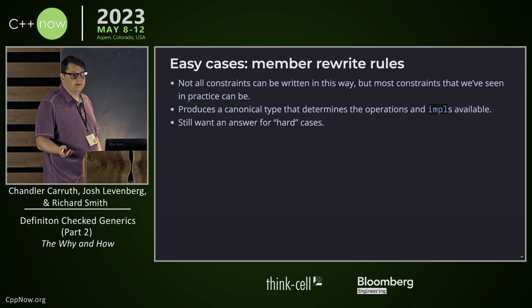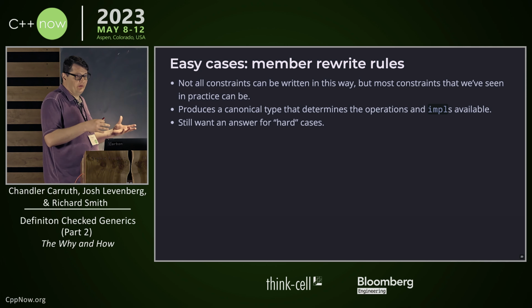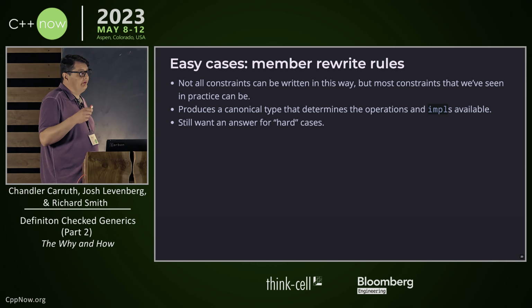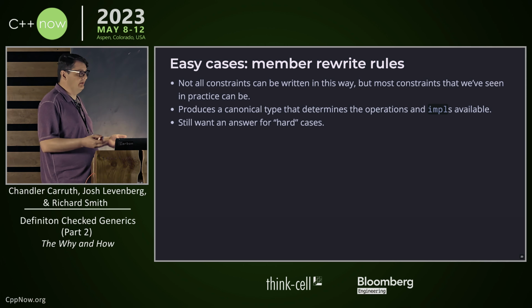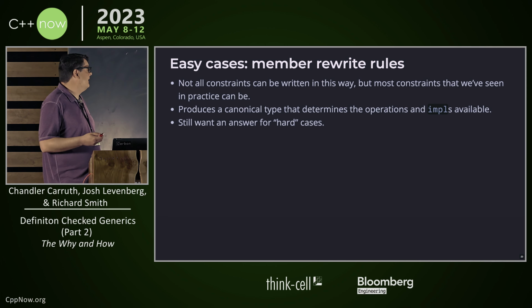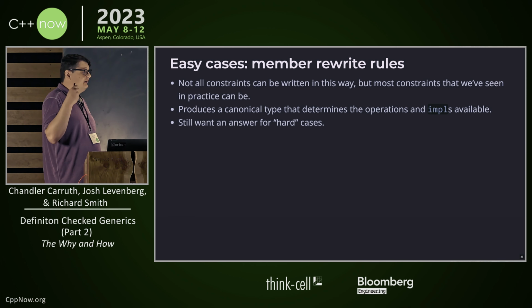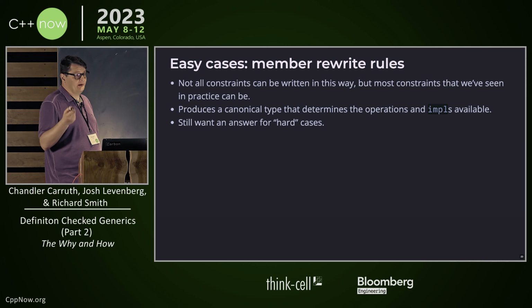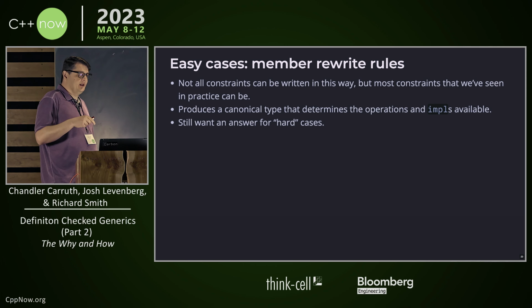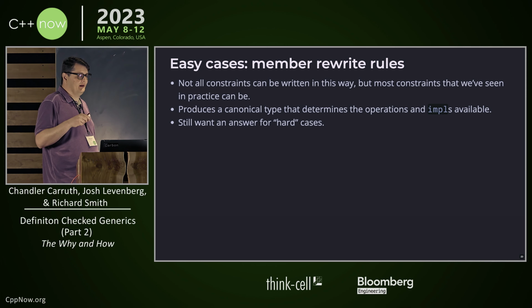So not all constraints can be written in this way. There are some restrictions on what you can write, and that's necessary for this to be a decidable rule. But what we've found is that most constraints that we've seen in practice can be, including a wide variety of constraints that occur in things like standard libraries. And this produces a canonical type by performing this sequence of rewrites. And that's super useful for us for another reason, which is that we use that canonical type to determine what members you find when you apply a dot to an expression.